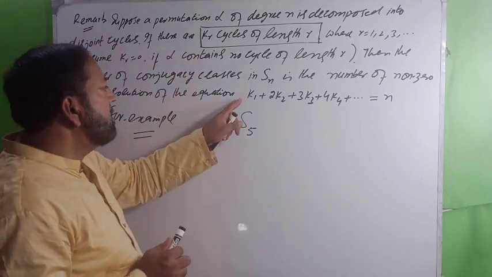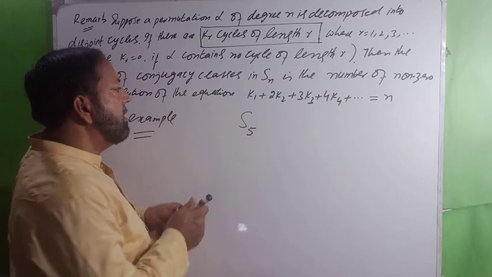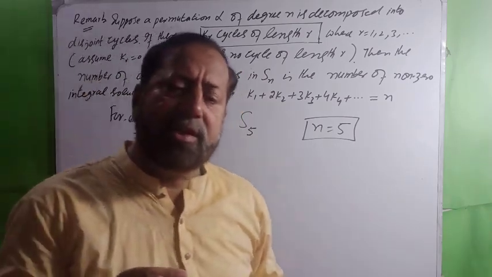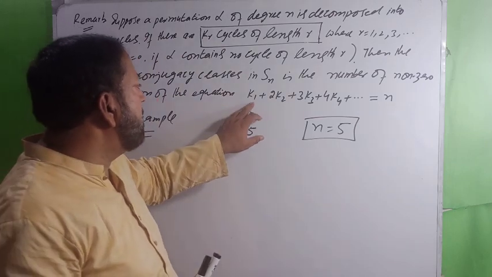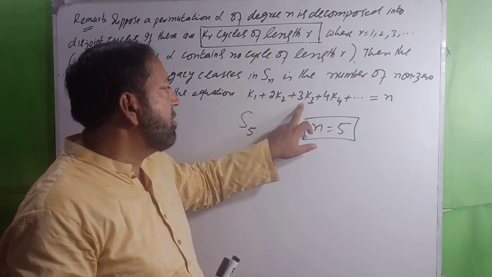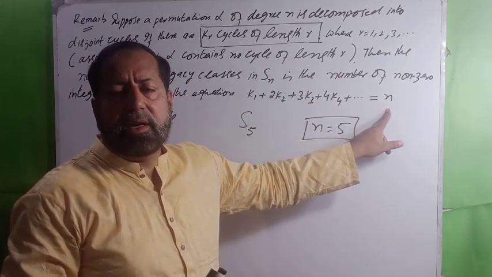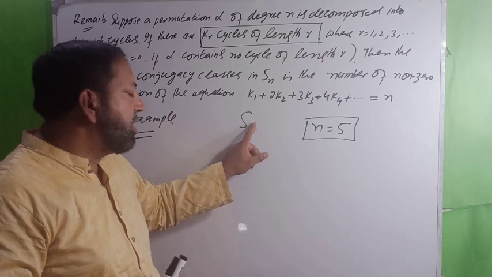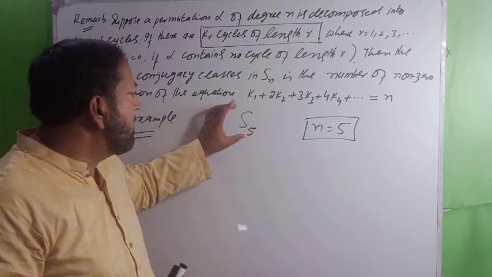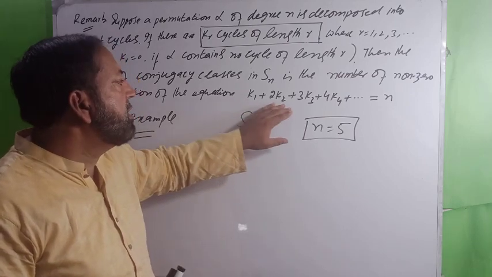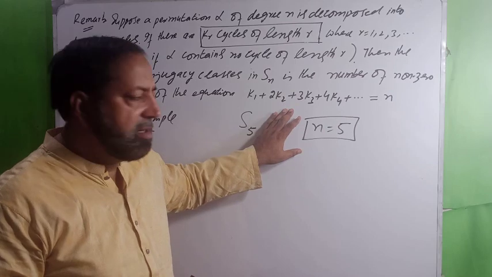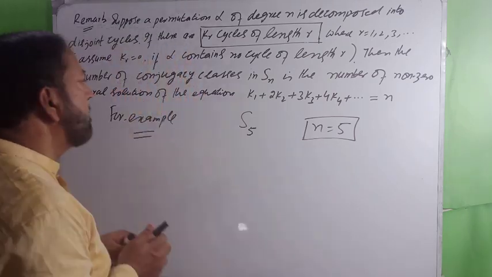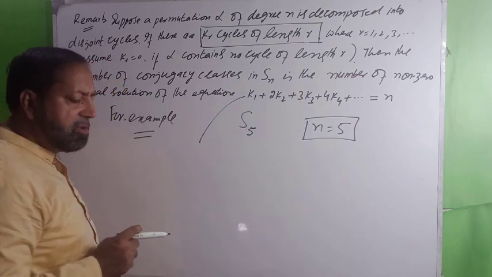Suppose you want to solve this for n equal to 5. Since a cycle of length r must contain r elements, it is obvious that k1 plus 2k2 plus 3k3 plus 4k4 and so on must be equal to n, where n is the degree. Here n is equal to 5, because we want to discuss permutations of degree 5, meaning S5, and we want to know with the help of this equation how many conjugacy classes we can find in S5. So the idea is to find the number of solutions.